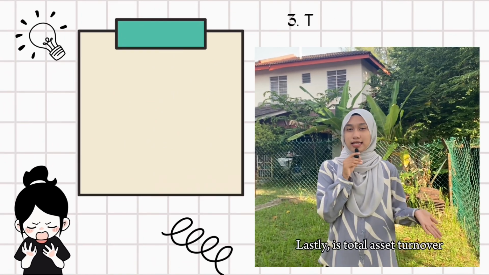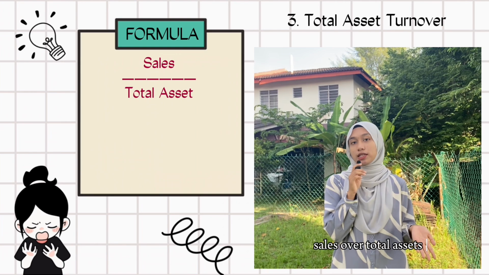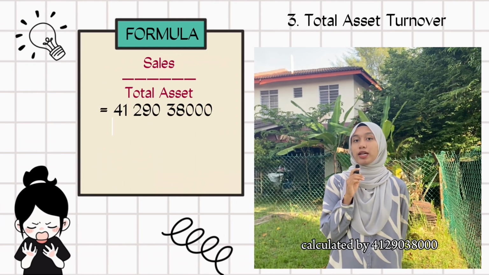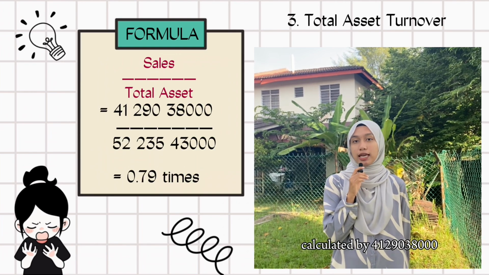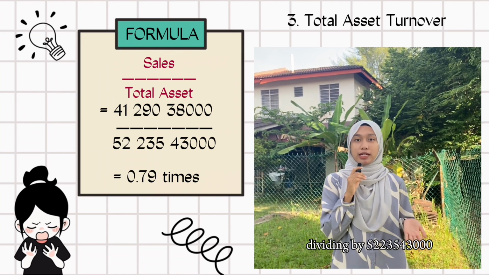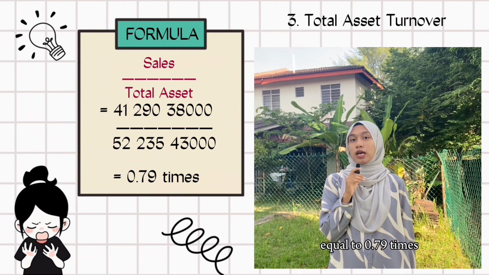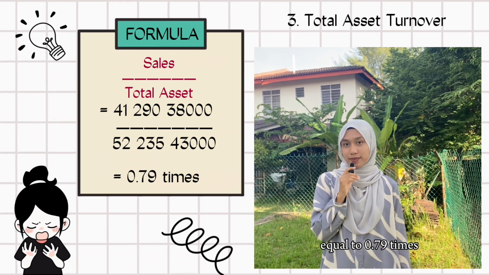Lastly is total asset turnover. The formula we use is sales over total assets, calculated by 41,290,038,000 dividing by 52,235,043,000, equal to 0.79 times.